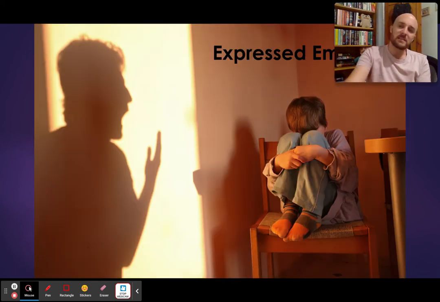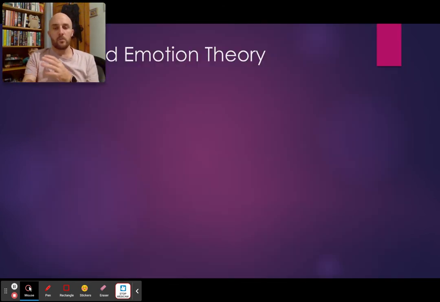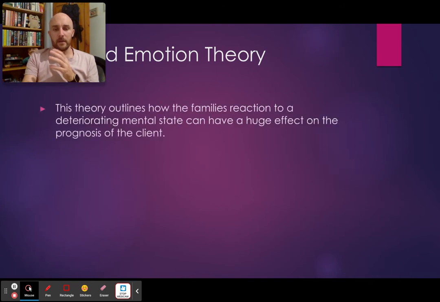The other one is the expressed emotion theory, which I think is quite important. I'll just slow this down. Expressed emotion deals with the emotional responses that parents have to a deteriorating situation in which someone is slowly getting schizophrenia. So, very much the same thing.